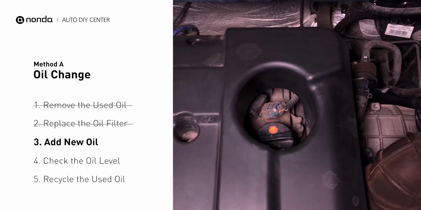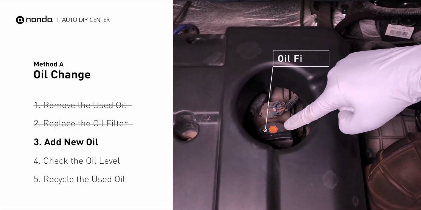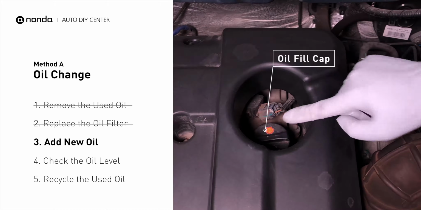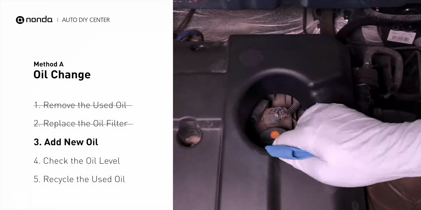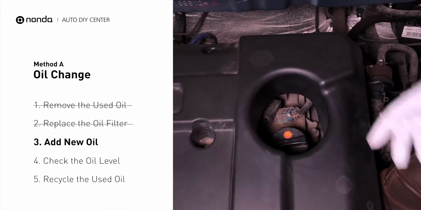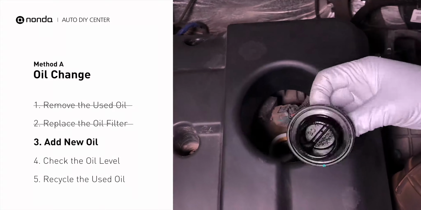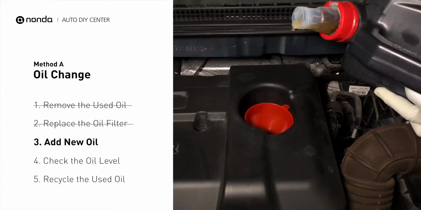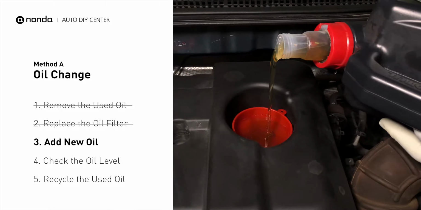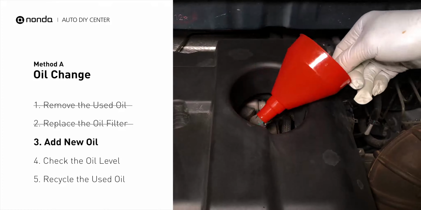To fill the vehicle with fresh oil, you should first locate your oil fill cap at the top of the engine. Clean the cap before removing it. Take the cap off and place the funnel into the opening. Add the amount of oil specified in your owner's manual, and then replace the cap.